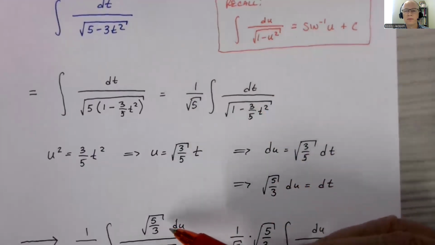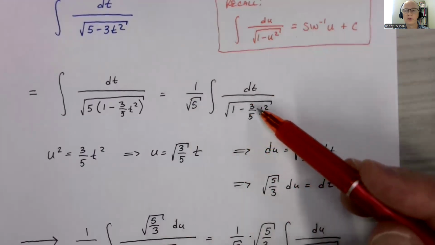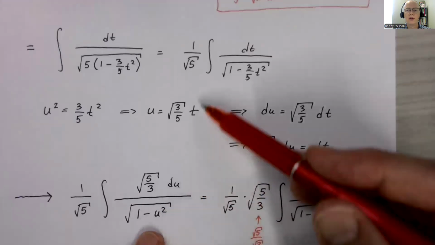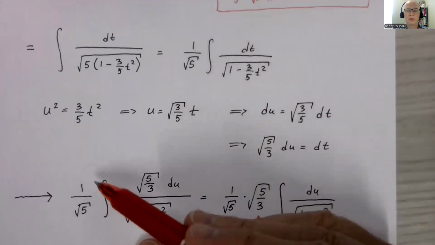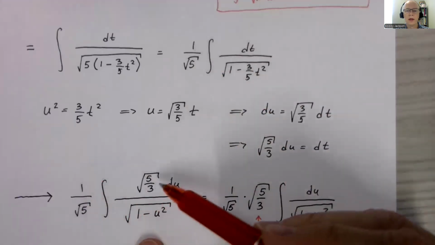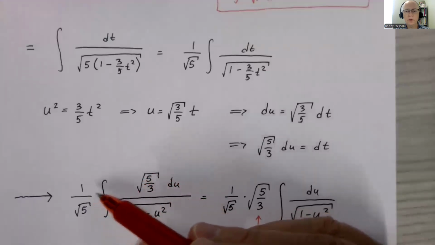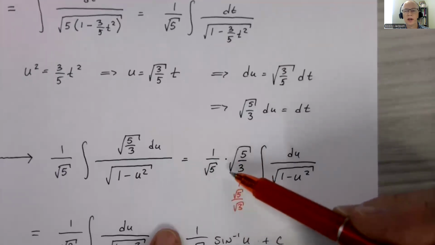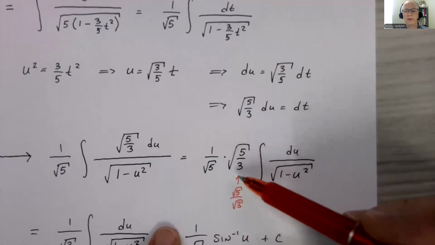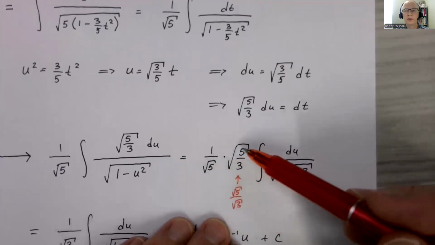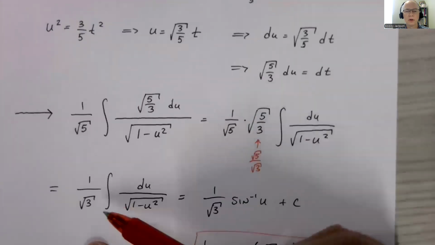So there's that at the top. Over the square root of 1 minus what? 3/5 t squared. That's u squared. So over the square root of 1 minus u squared. Don't forget our 1 over root 5 that we pulled out earlier is still there. This is a constant multiple. I can pull that out. It comes out as 1 over root 5 times the square root of 5/3. Remember, the square root of 5/3 is the same as the square root of 5 over the square root of 3. And so the square root of 5s, I can divide top and bottom by square root of 5, and I just have 1 over the square root of 3 to simplify that.